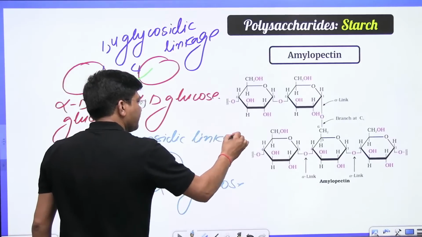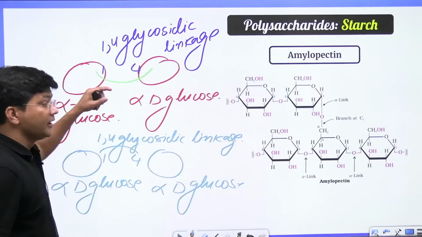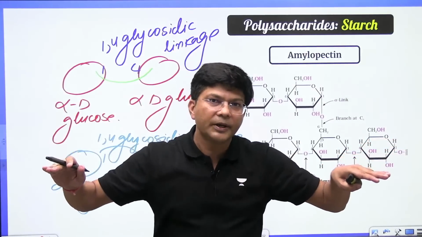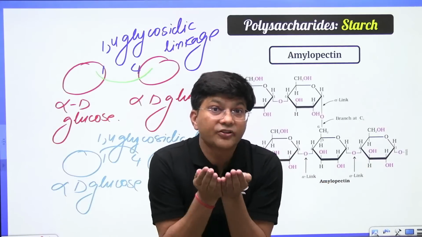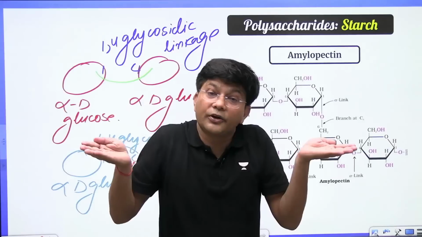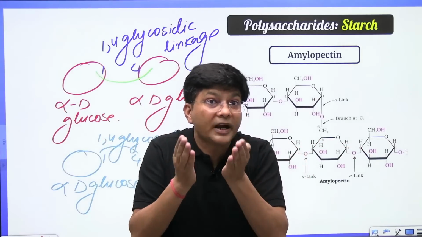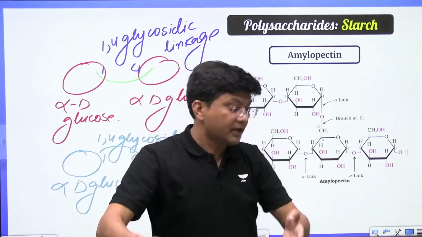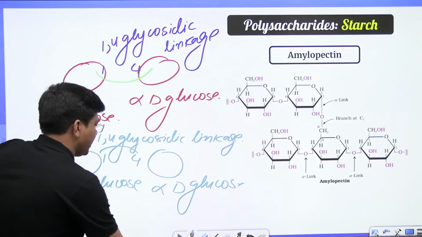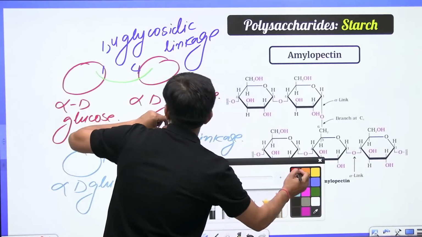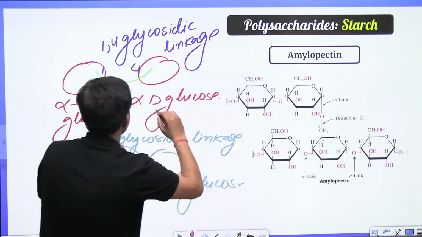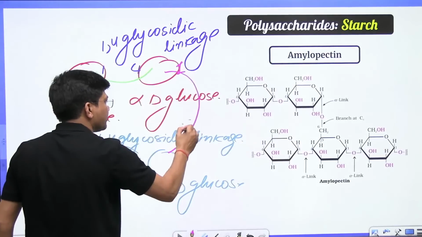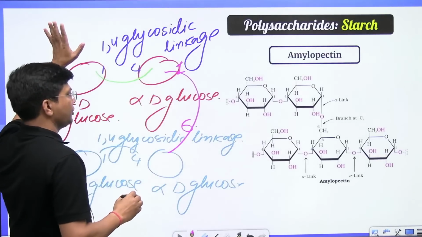Now, what's the difference between starch amylose and amylopectin? In starch amylose, there was a linear chain of 1,4-glycosidic linkage. Are you getting my point? But in starch amylopectin, there is one more linkage. Along with the 1,4 linkage, in between two chains, there is one more linkage, its first carbon and its sixth carbon, 1,6-glycosidic linkage. Are you getting my point?